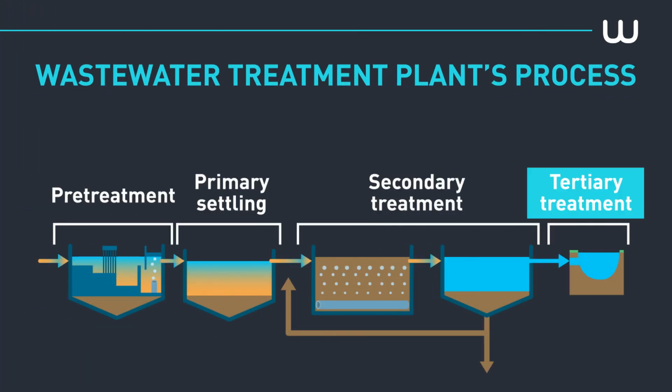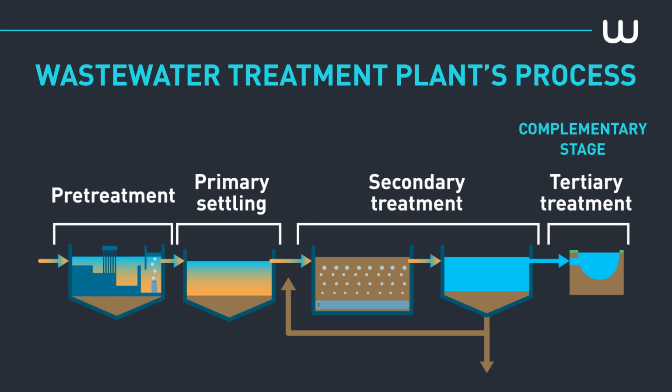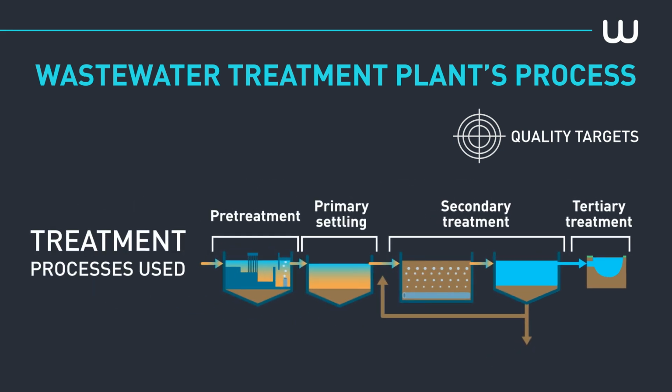The purpose of tertiary treatment is to improve the effectiveness of processes for treating suspended solids, phosphorus and pathogens. This is a complementary stage in the wastewater treatment process. Therefore, a tertiary treatment process is not systematically implemented because this depends on the quality targets for treated water and the treatment processes used upstream.